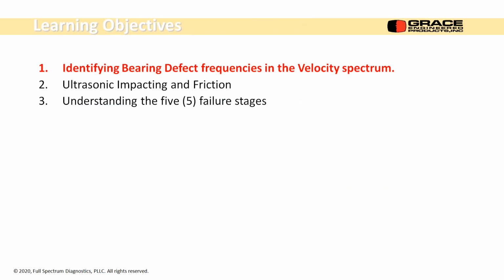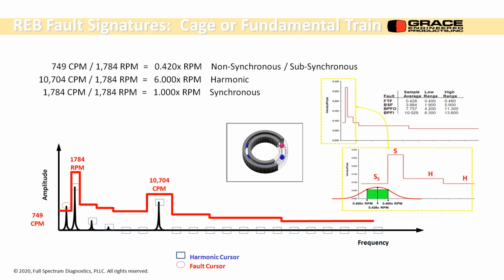Last thing, we're going to look at bearing defect frequencies in the velocity spectrum. We're going to look at ultrasonic impact and friction, and then the 5 failure stages for rolling element bearings. This is the high frequency technology that we haven't really talked about yet. So far we've been focusing on velocity measurements, overall velocity for trending purposes. This is another trending program. It uses the same accelerometer and doesn't require any new technology. It's the same time waveform as we use for the lower frequency stuff, we're just filtering it differently. It's all software, so it should be transparent to you, the user.